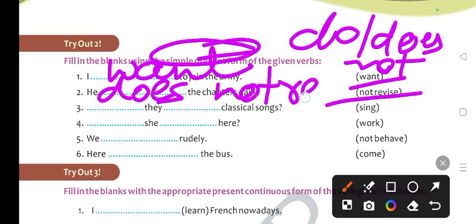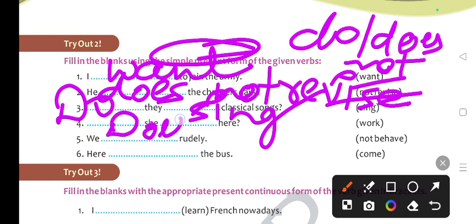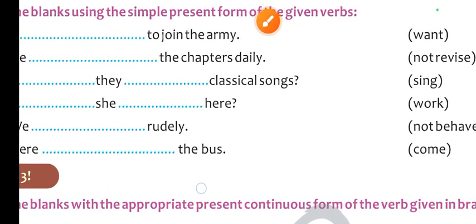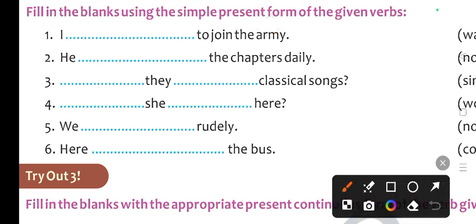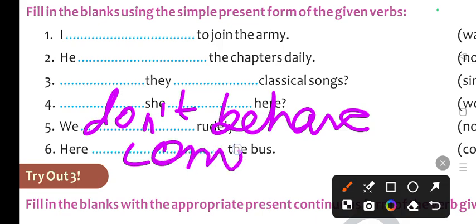He does not revise, right? He does not revise the chapters daily. Next is do they sing classical songs. Next, does. According to she, we will use here does. Does she work here? Next is we do not behave rudely. Here, we don't behave rudely. Okay, rudely. Here comes the bus. Understood?